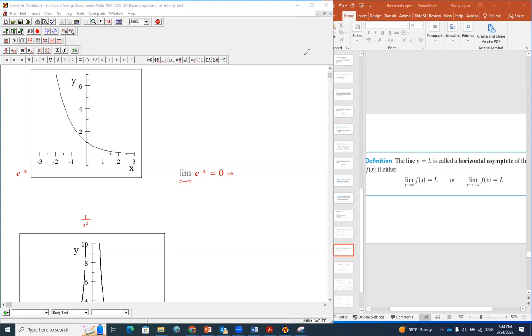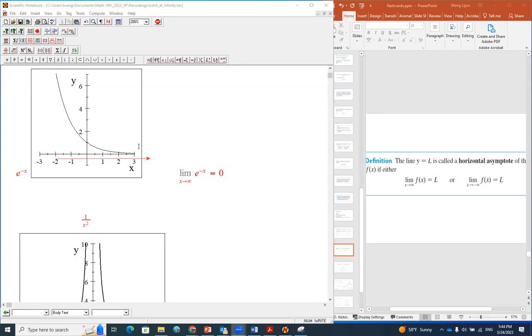Oh, hold on, let me remove this arrow. Okay, I meant to use this arrow. So as x approaching positive infinity, the curve is getting lower and lower, meaning the function's value is getting smaller and smaller. In that case, we can say the limit of e to the power negative x at infinity is 0, okay?